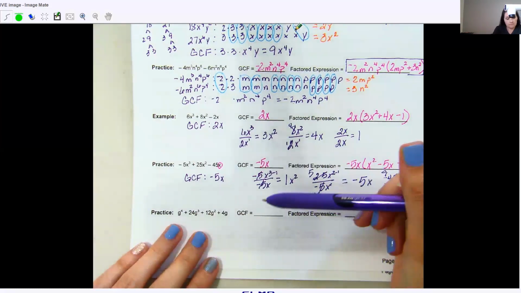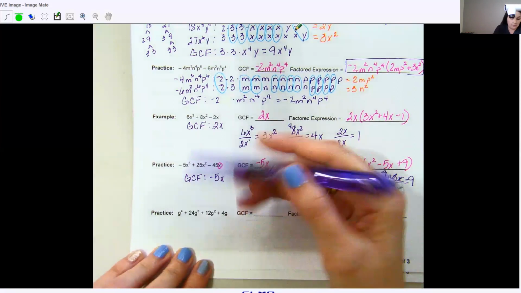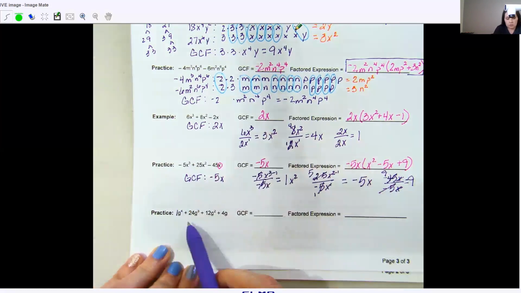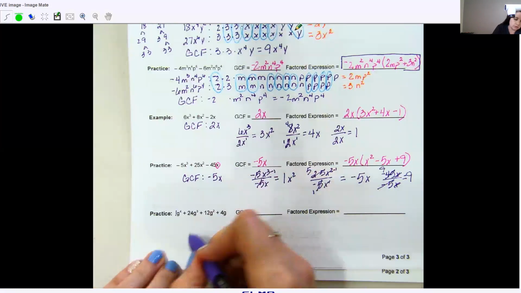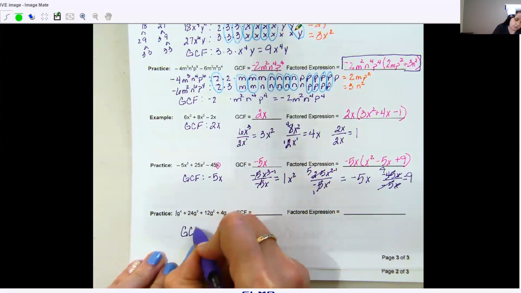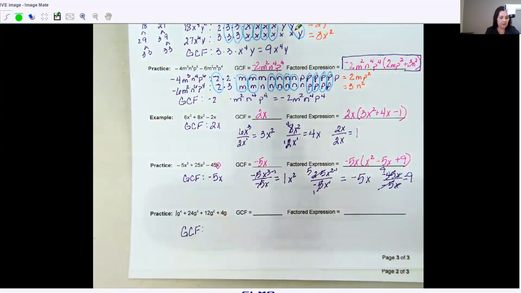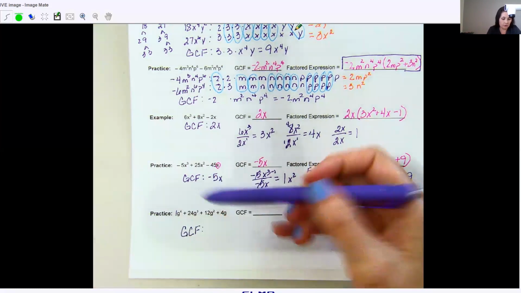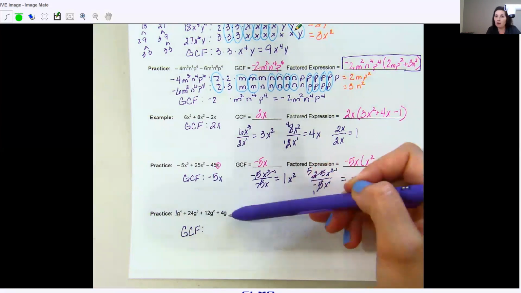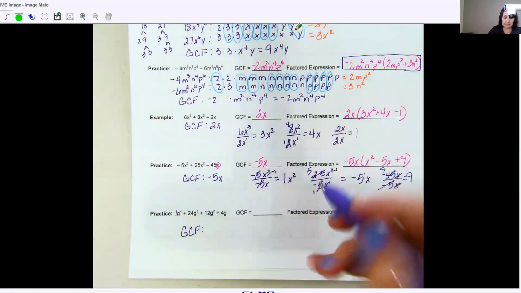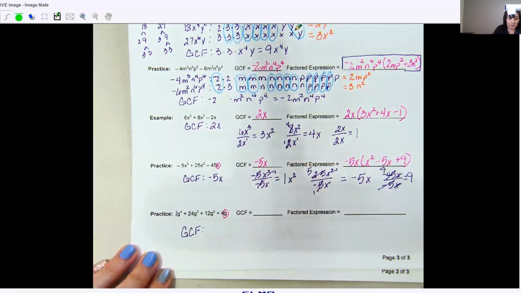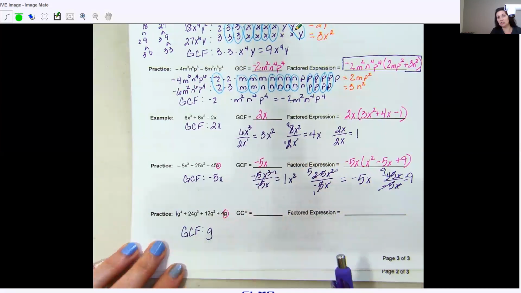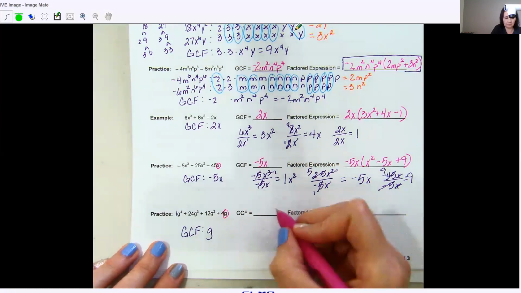The last problem, I look at my coefficients. I have a 1 here, 24, 12, and 4. Well, the greatest common factor is 1, so there's really not a coefficient that I can pull out. If it's 1, you don't have to write it. So then I look at my variables and I have a degree of 4, 3, 2, and 1, all g's. So I can take out 1g from the whole thing. So my greatest common factor here is just g. Kind of funny.